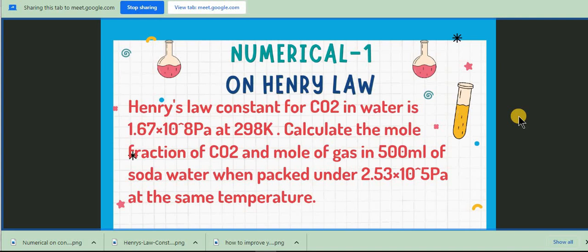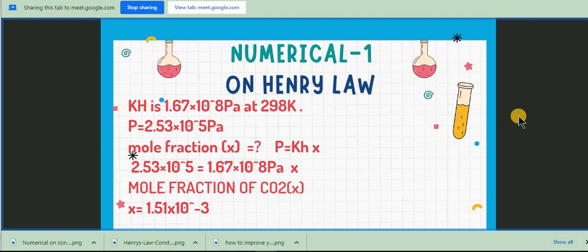Now in this problem, one part is the mole fraction calculation, which is very easy. P is equal to KHX. But the second question is the moles of the gas. So first you will calculate the mole fraction, then you will apply the formula: moles of carbon dioxide divided by total moles. We have been given KH and we have been given P, the pressure, so the mole fraction we can find by using the formula P is equal to KHX. We can solve it, and X does not have any units.